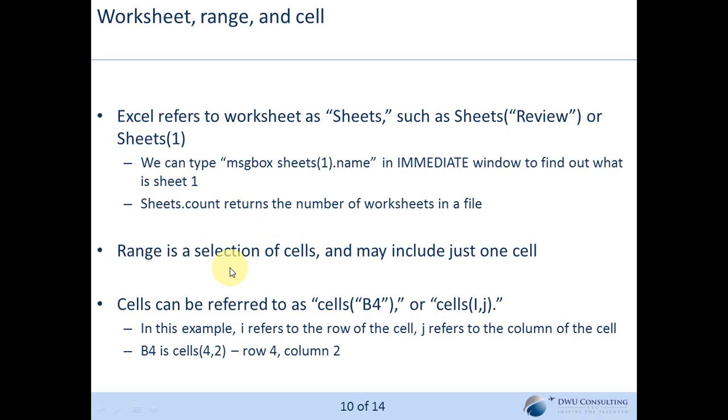Range is a selection of cells, or it can just be one cell. In that case, it's just easier to refer to one cell instead. Similarly, there are two ways you can refer to a cell. You can refer to it by the cell name, like B4, or you can refer to it by row and column. In this example, the first one, I, refers to the row, and J refers to the column. So B4 is Cells(4, 2), because it's on the 4th row, 2nd column.